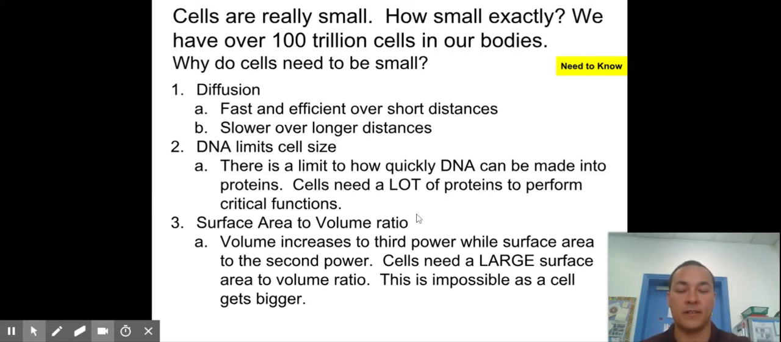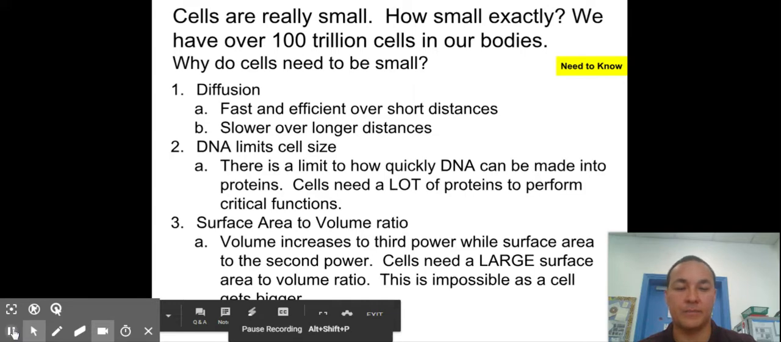It's impossible as the cell gets bigger. That's one of those things, it's hard to just talk that out. It is much better for you to look at a model like we did in class, where you cut out the cellular models out of agar and then put them into vinegar and watch them change colors, or to use the modeling tool on Classroom.